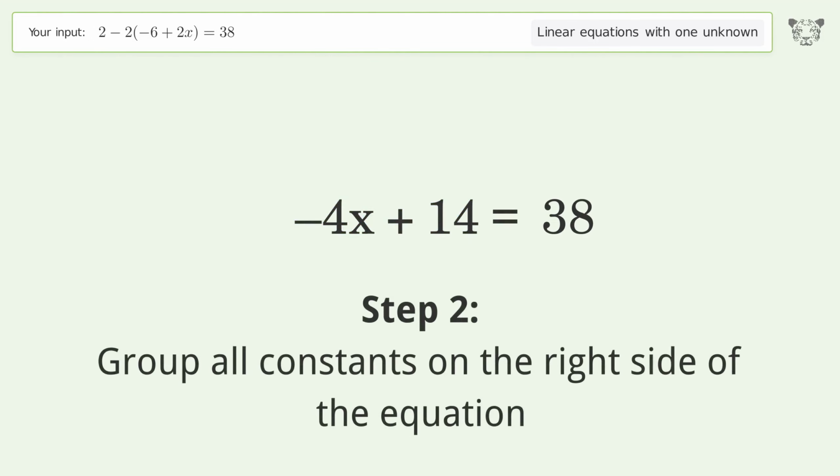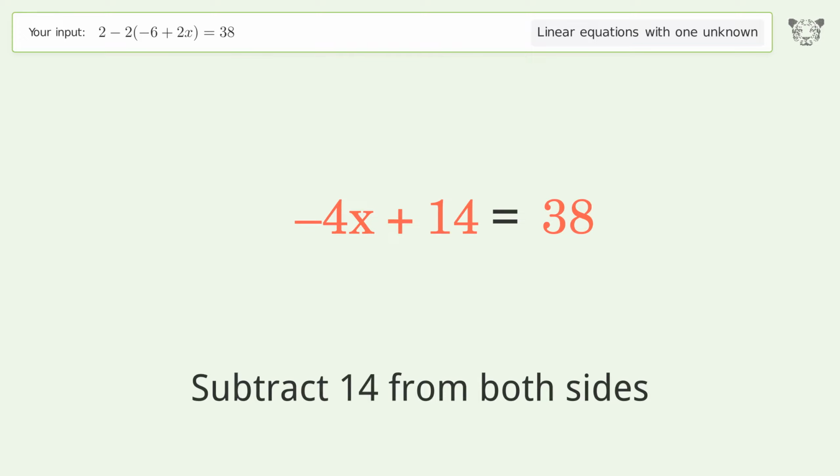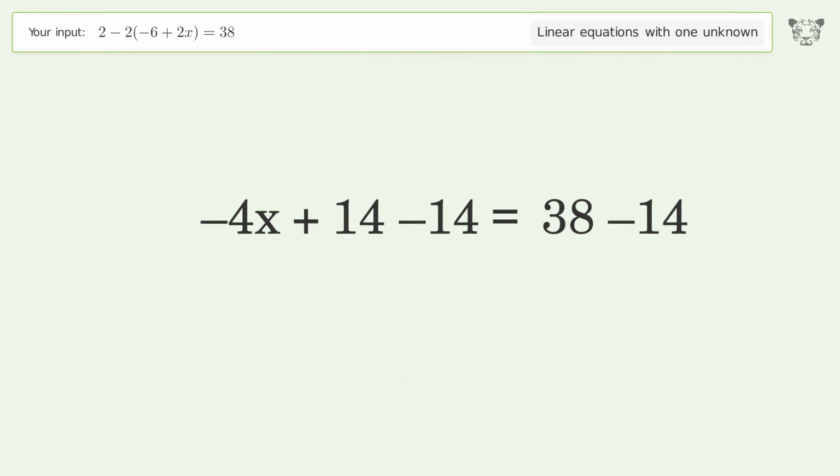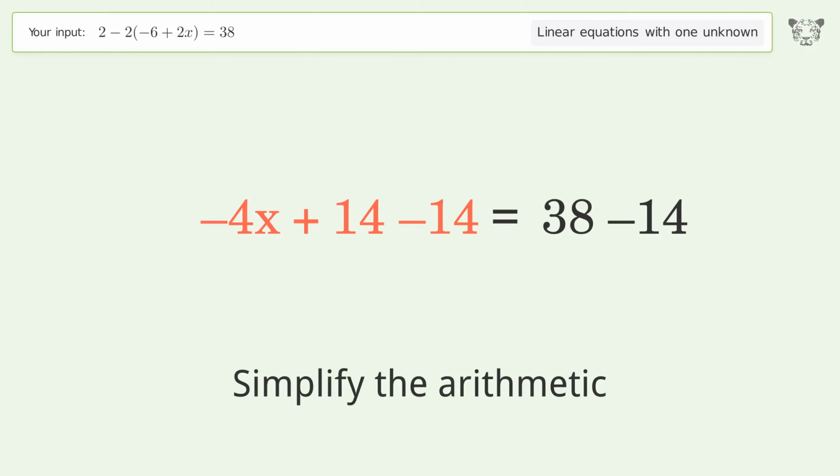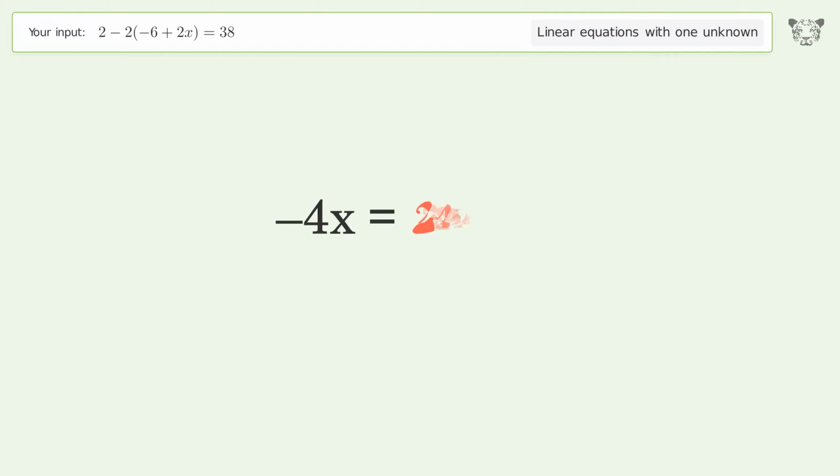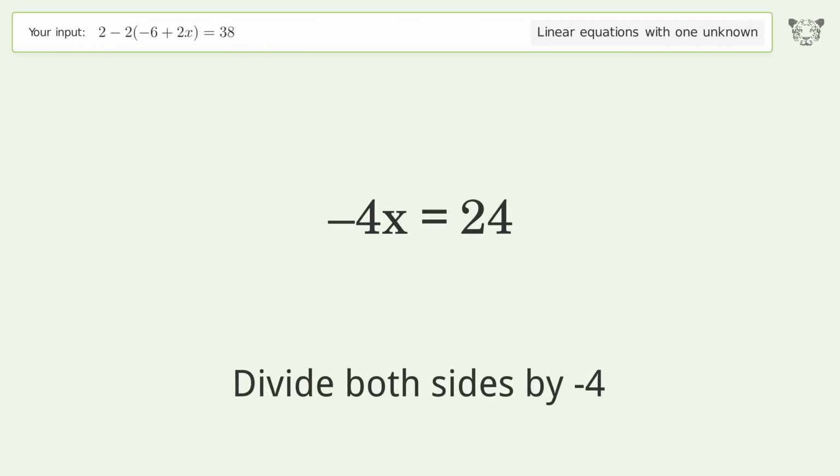Group all constants on the right side of the equation. Subtract 14 from both sides. Simplify the arithmetic. Isolate the x. Divide both sides by -4.